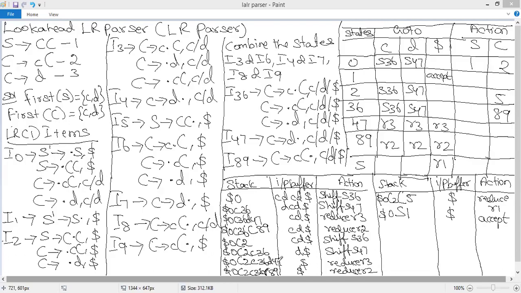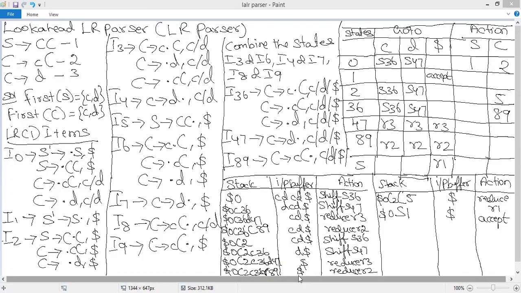So now again perform the transition for 47 and dollar. 47 and dollar is reduce R3. So reduce R3 means third production rule. Again, this D will be reduced with the non-terminal C. Then you have to perform the transition with 36 and C. So 36 and non-terminal C is 89. That has been mentioned here.